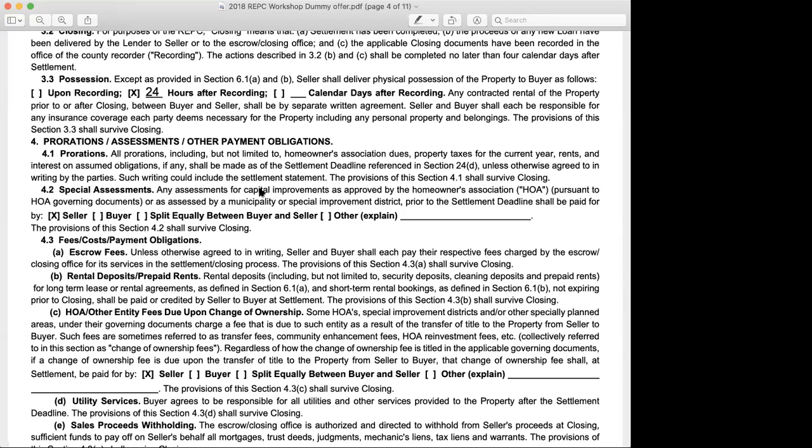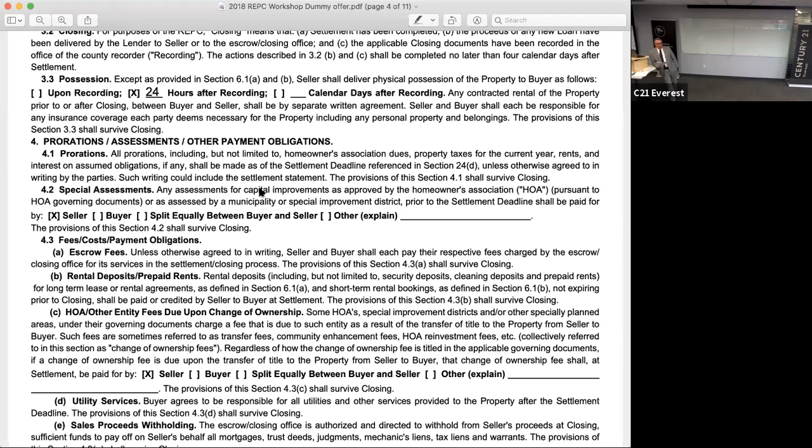I've done it where it wasn't an HOA and I didn't check anything because there was no HOA. Okay, so remember I always say, go back to the contract. What does it say? Let's see what it says. Any assessments for capital improvements as approved by the homeowners association or as assessed by a municipality or special improvement district prior to settlement deadline shall be paid for by... So what was the or?